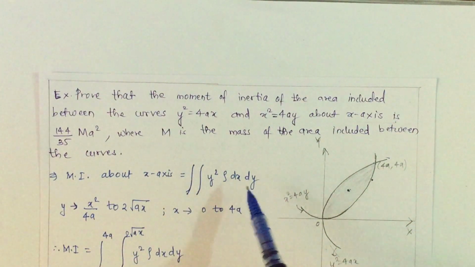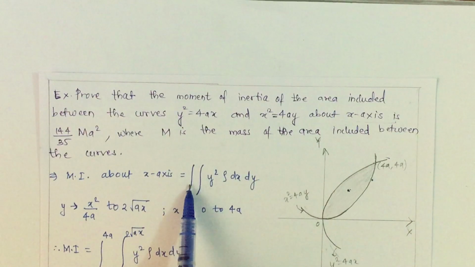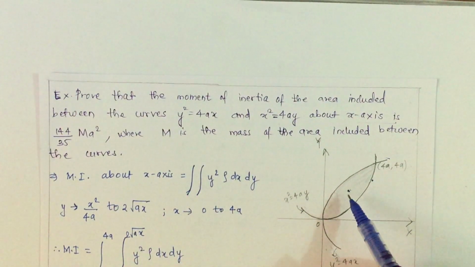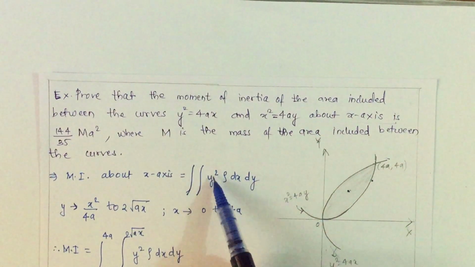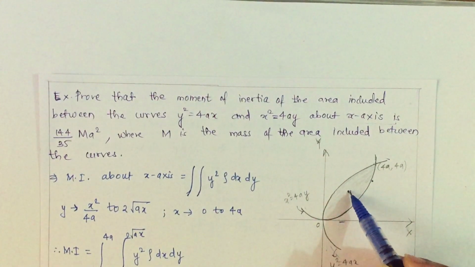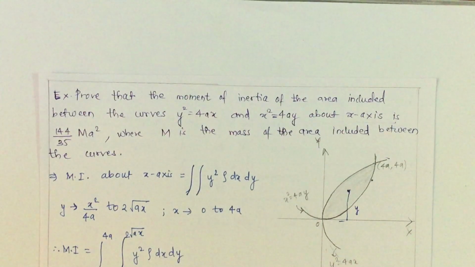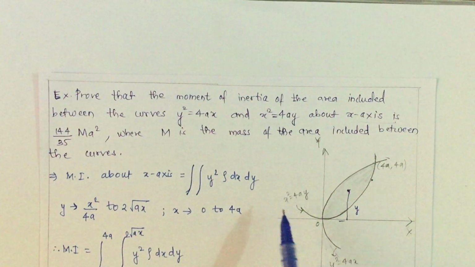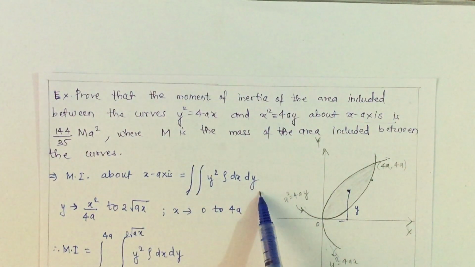About x-axis, so what will the formula be? Double integral about x-axis means p square, where p is nothing but the distance from x-axis. So the distance from x-axis will be nothing but some y distance, right? So this becomes y square rho dx dy.